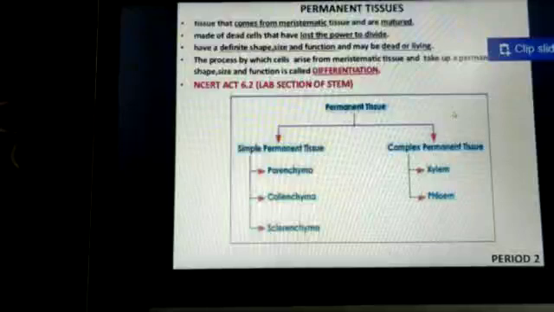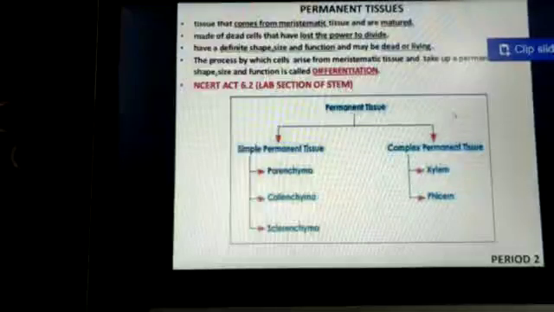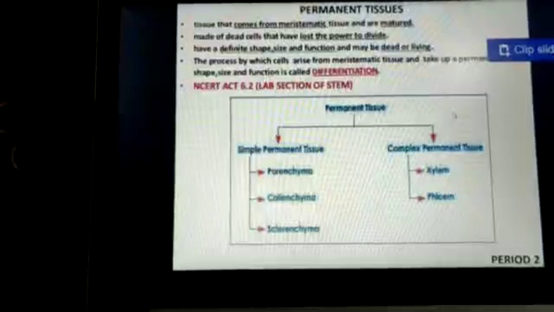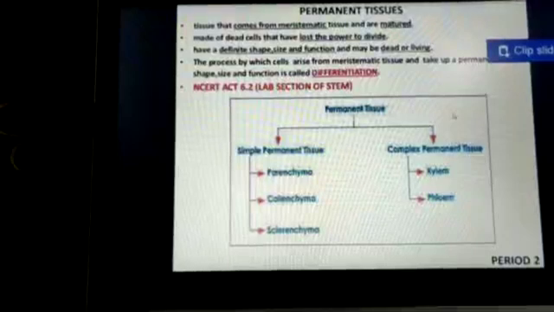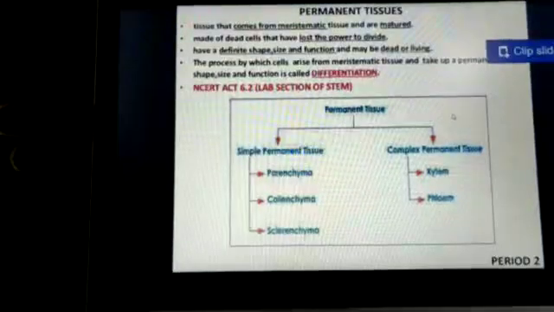In the first video we studied the meristematic tissues. What is the learning tip for meristematic tissues? LE. LE for A stands for apical, L for lateral and I for intercalary. These are the three types of meristematic tissue. What is meristematic tissue? The tissues which have the capacity for division. They keep on dividing for the formation of cells. And what is the importance or significance of meristematic tissues? Meristematic tissues help in the growth, development and repair of the plant body.